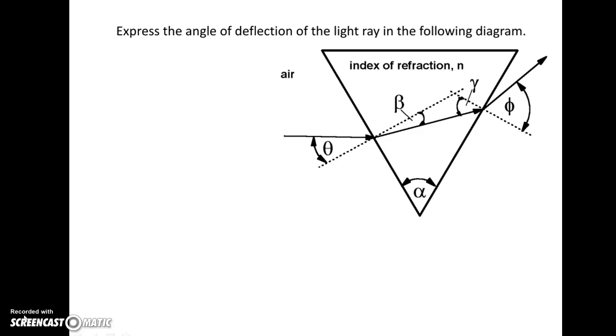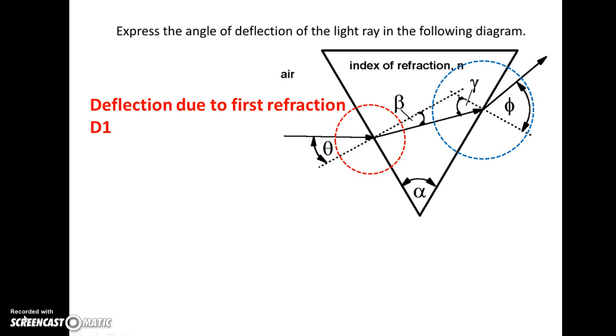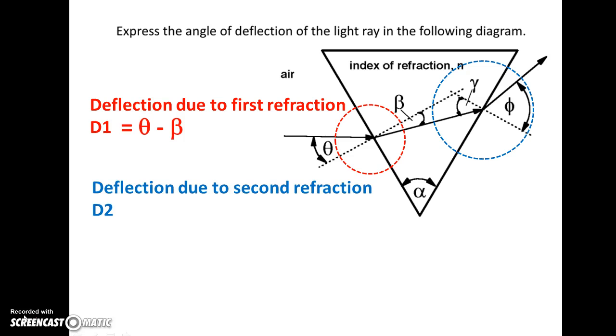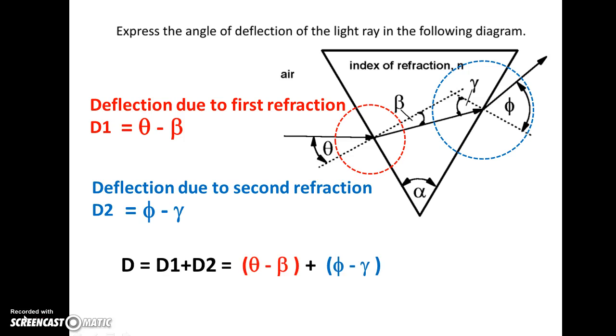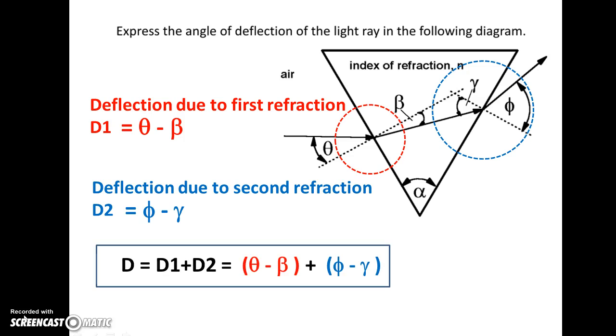Thus, as a similar question, there is a refraction here and another refraction. You have to find the deflection due to the first refraction, D1. Similarly, find the deflection due to the second refraction, D2. And so the angle of deflection when the light ray travels through the prism would be D1 plus D2.